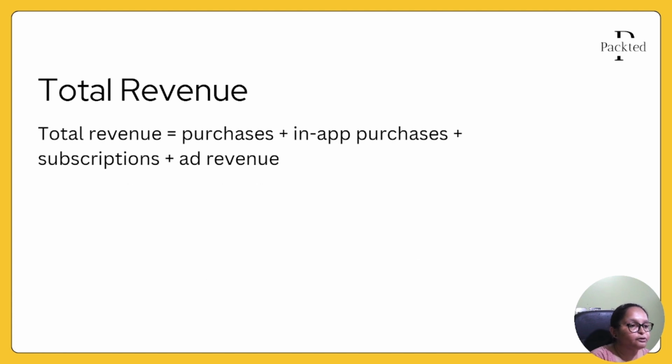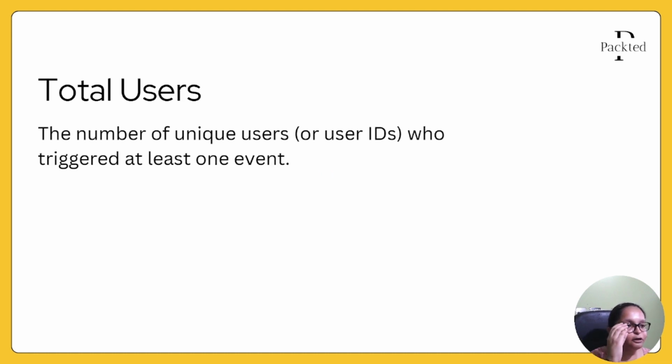Next we are looking at total revenue. We have talked about it in the traffic acquisition report. It is basically the revenue of all the purchases, in-app purchases, subscriptions, or ad revenue, and it will total all of that and show it to you as a metric. The next metric that we are looking at is total users. It basically means the total number of unique users or user IDs who triggered at least one event.